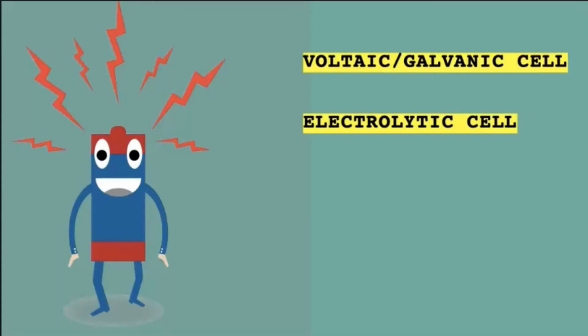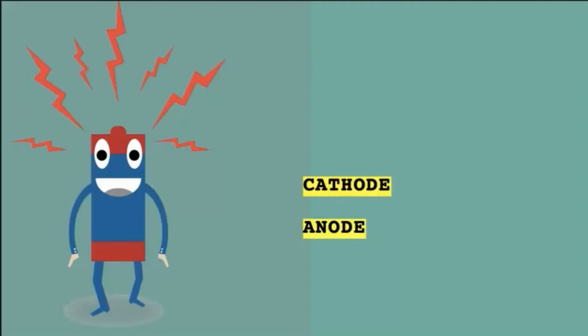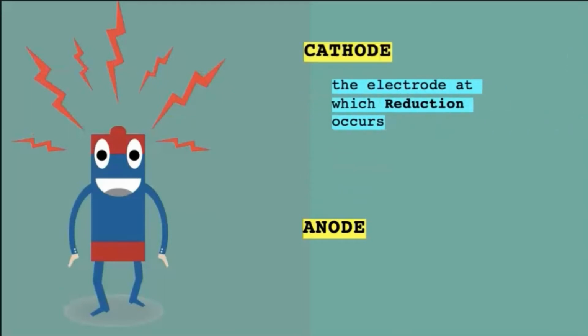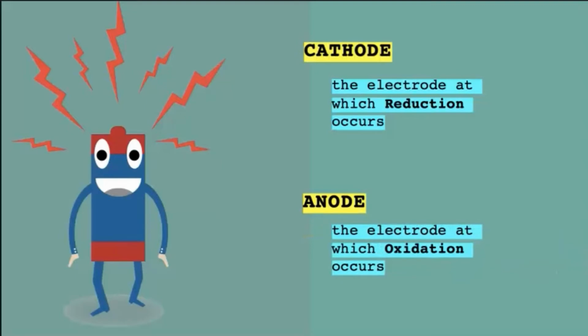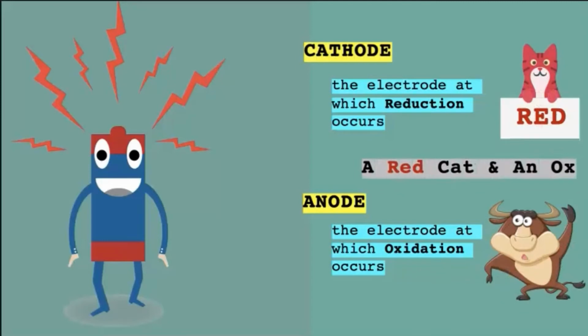These electrochemical cells consist of two conductors called electrodes, either a cathode or an anode. Cathode is the electrode at which reduction occurs, while anode is the electrode at which oxidation occurs. For this one, a good mnemonic device is a red cat and an ox: reduction in cathode and oxidation in anode. Or you can also use vowels and consonants. C and R are consonants, while A and O are both vowels.